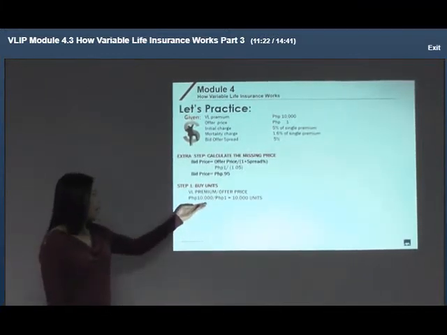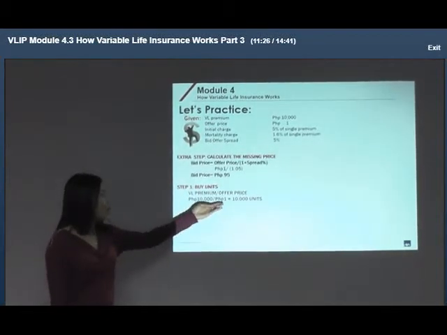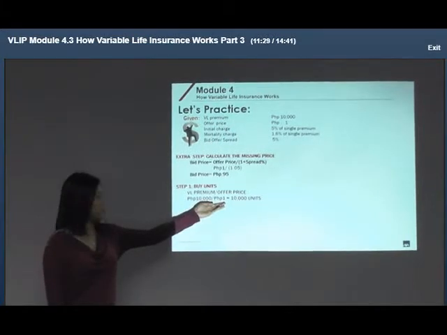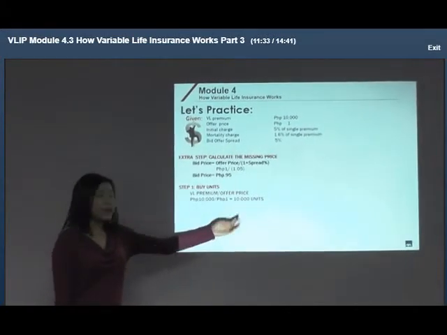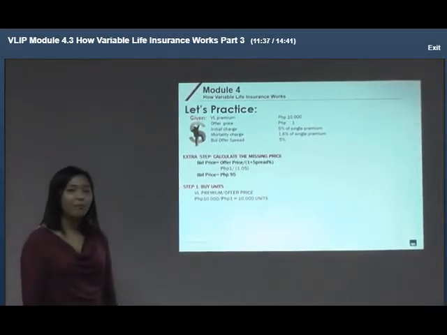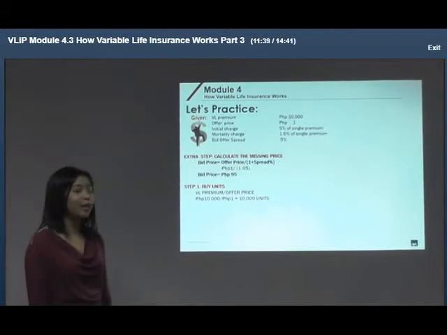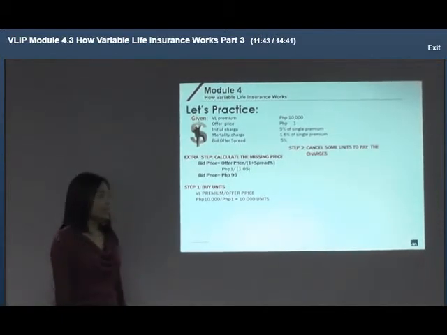Now, we will divide the initial VL premium from the given, which is 10,000, by the offer price, which is 1 peso. The initial number of units that the client will have is 10,000 units. However, the insurer has to charge initial charge and mortality charge.